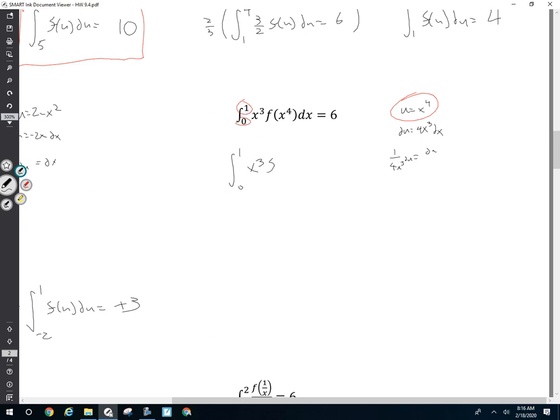This is f of u. This is 1 over 4x cubed du. This equals 6. The x cubes cancel. I'm left with 1/4. I'll multiply both sides by 4. I'll do this all in one step.